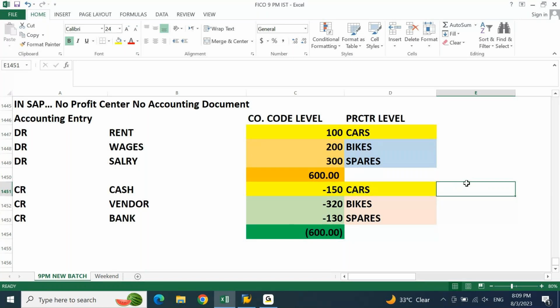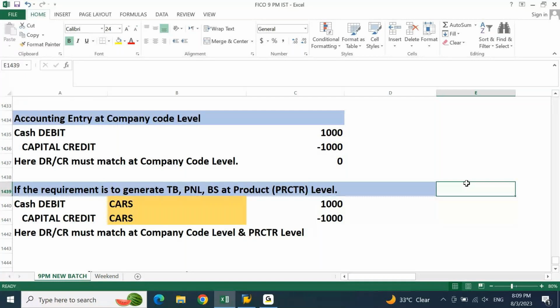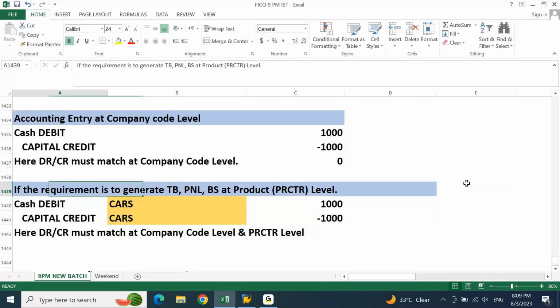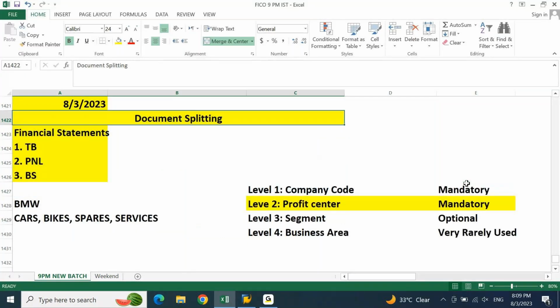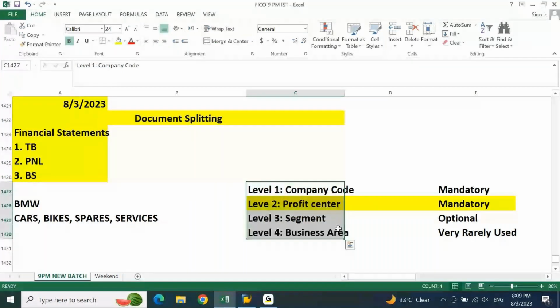Okay, but sir, in many of my clients, they have assigned only the expense GL with the cost center, they have not maintained the profit center. Profit center is only assigned with the revenue item, sir, not the expense item. I have just seen this in my real-time scenario. Here our scenario is document splitting. Document splitting is relevant to only these elements. Do we have cost center here? No, sir, no cost center. So that is why I'm not writing cost center here.